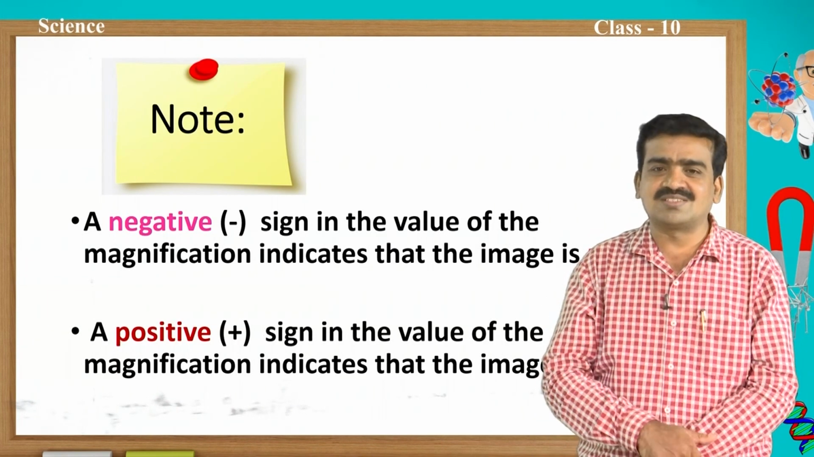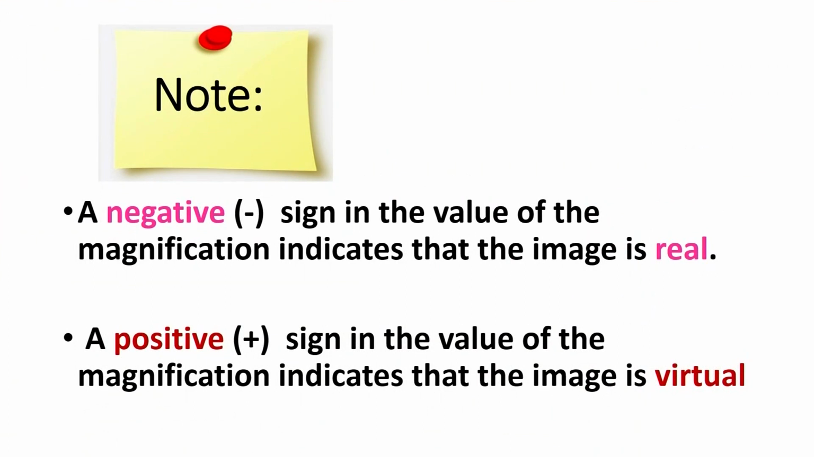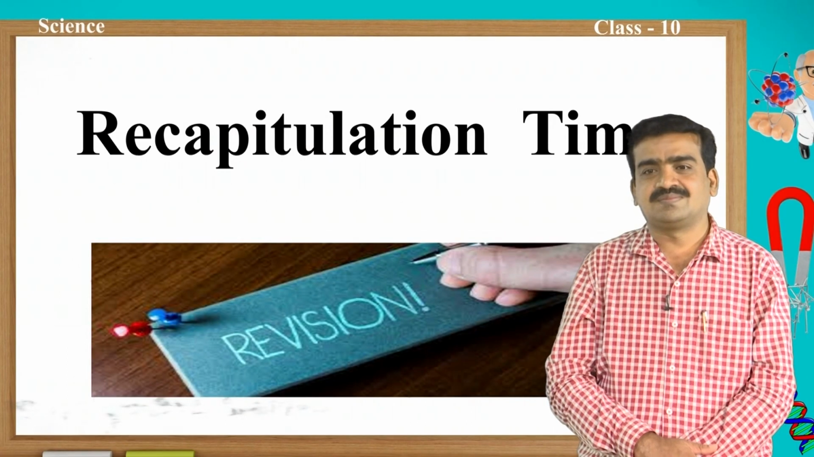Note this point, my dear student. A negative sign in the value of the magnification indicates that the image formed is a real image, and a positive sign in the value of the magnification indicates that the image is virtual. If you get a negative sign in the calculation, the image formed is a real image. If it is positive, the image formed is a virtual image.